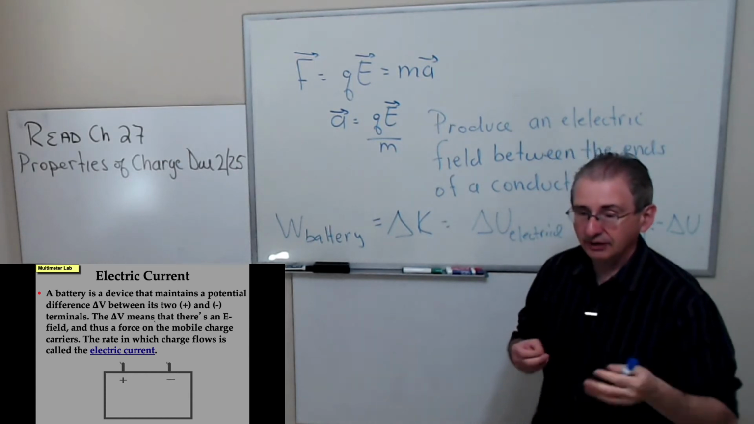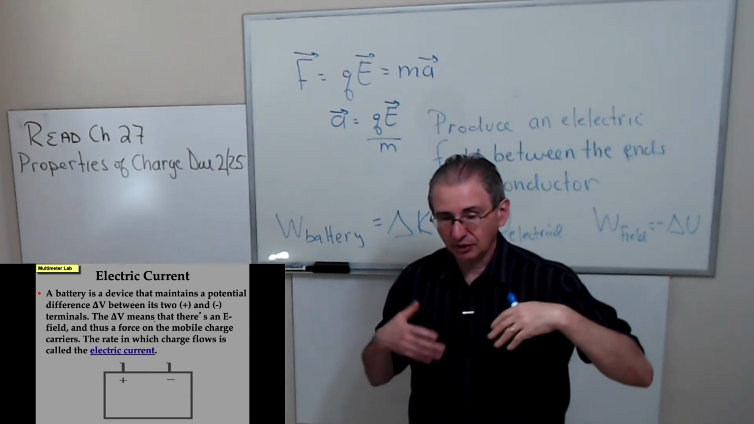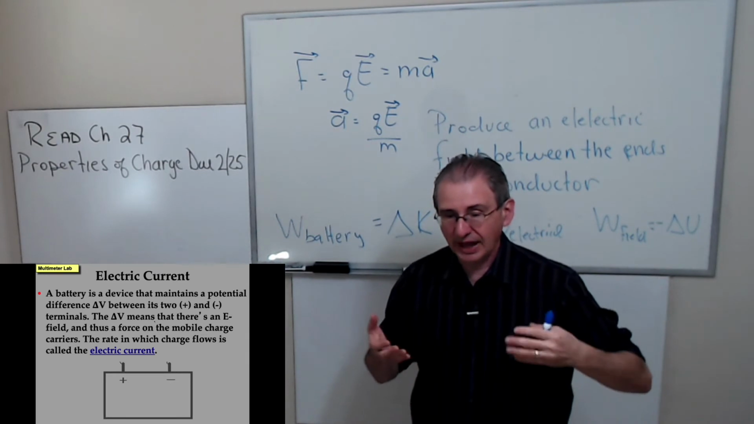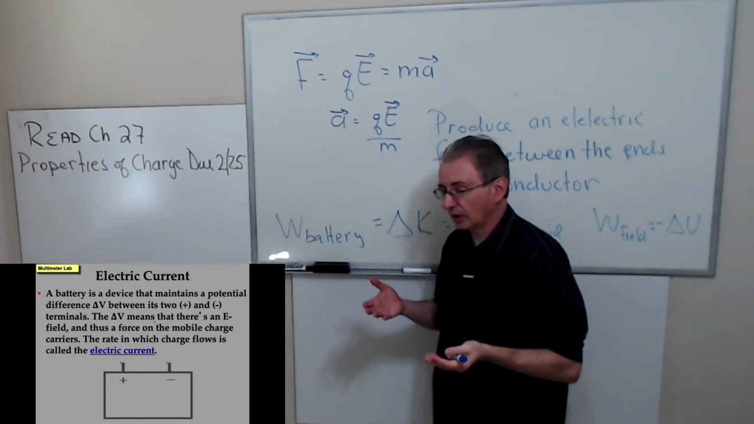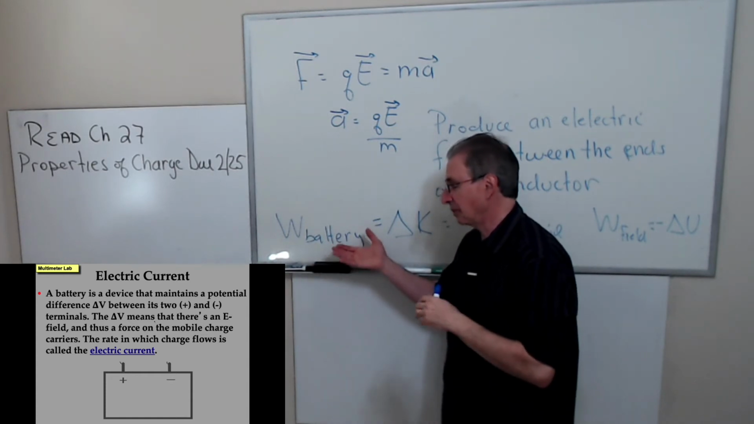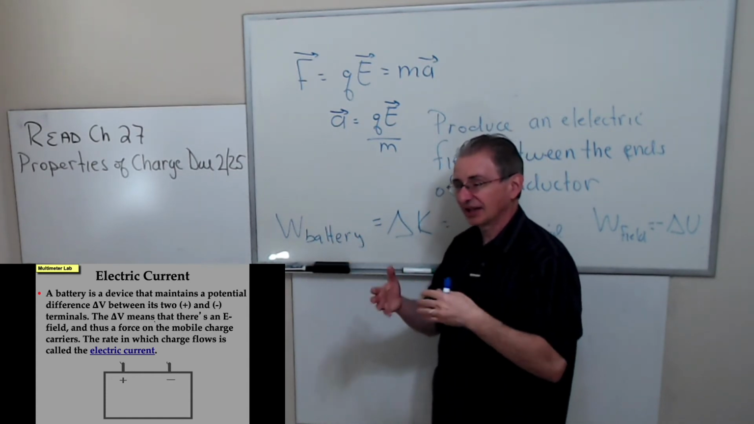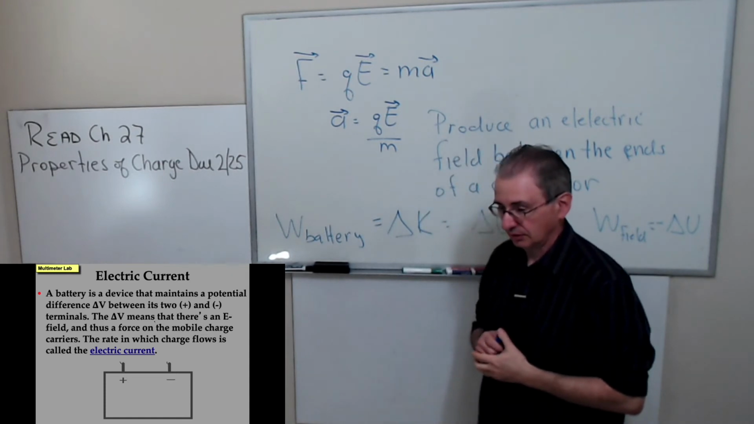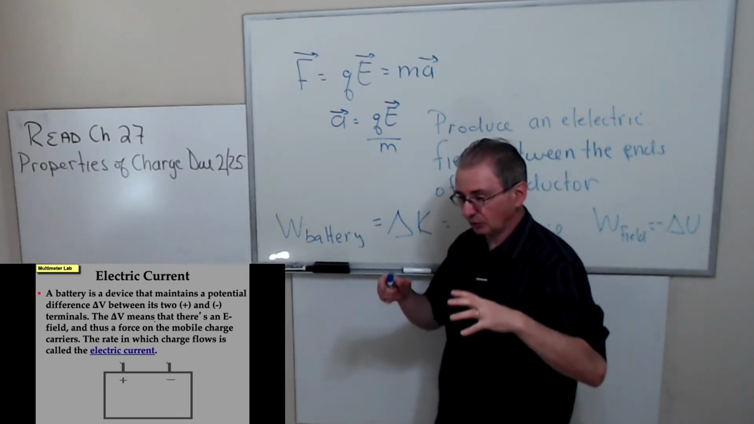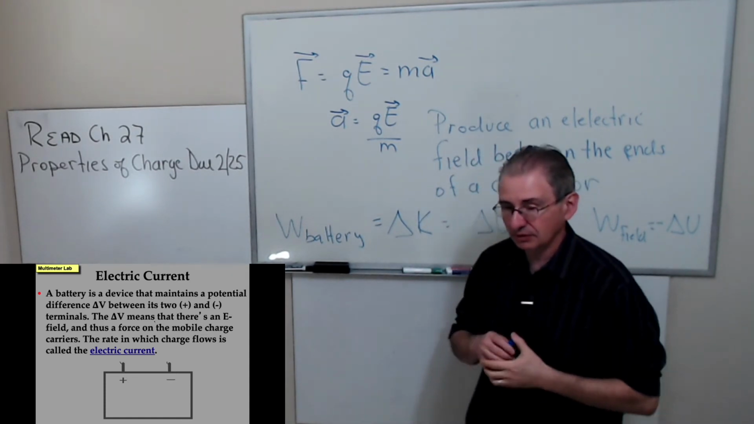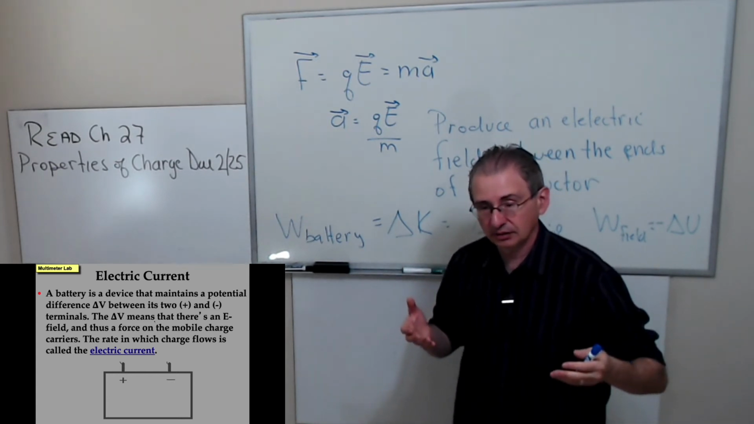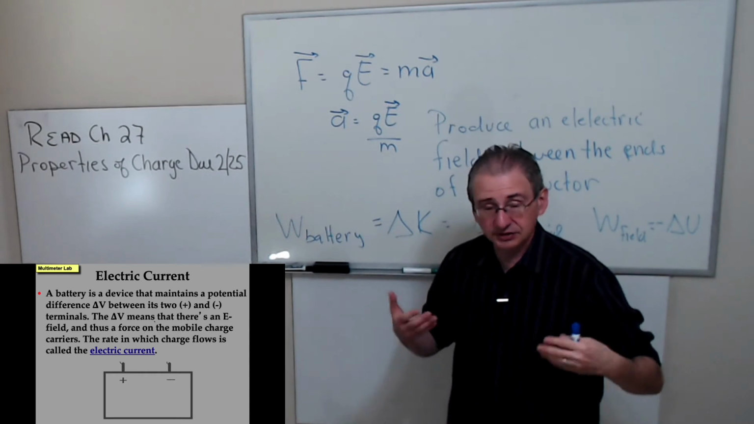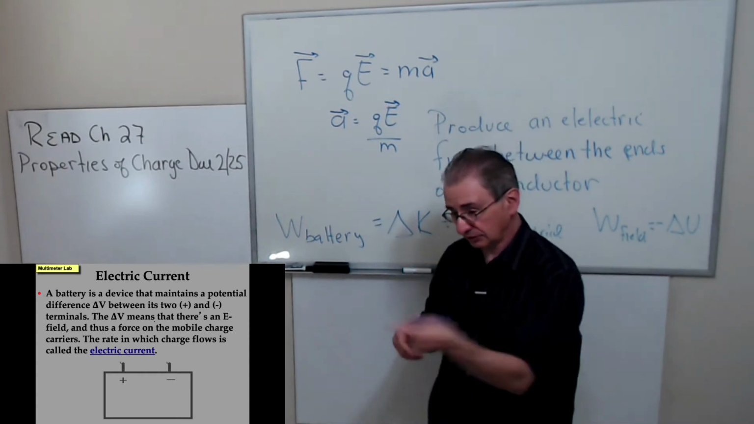So the battery stores energy in the system so that it can do work, or the battery can do work on the electrons, giving them kinetic energy. The battery is external to the wire, it does work on the system, giving the electrons in the wire potential energy, and that potential energy is converted into kinetic energy as the electrons go through the wire.